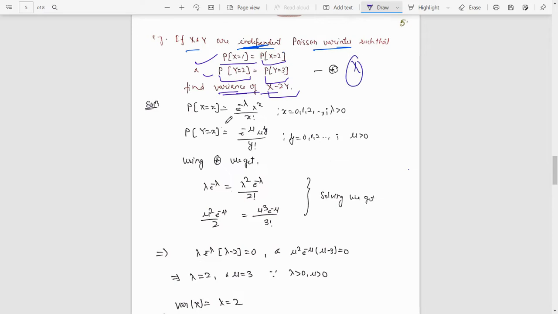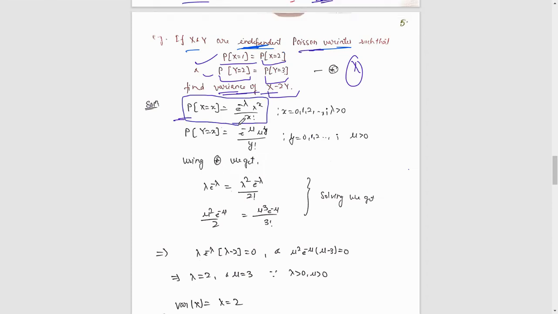Let's say x is a Poisson distribution. In that case, we have this particular format for the Poisson distribution, with lambda as the parameter. For y, the same thing will be there, but we can't assume the same lambda, because we have assigned it for the x random variable. So let's use another symbol, mu, beta, alpha, anything you like.